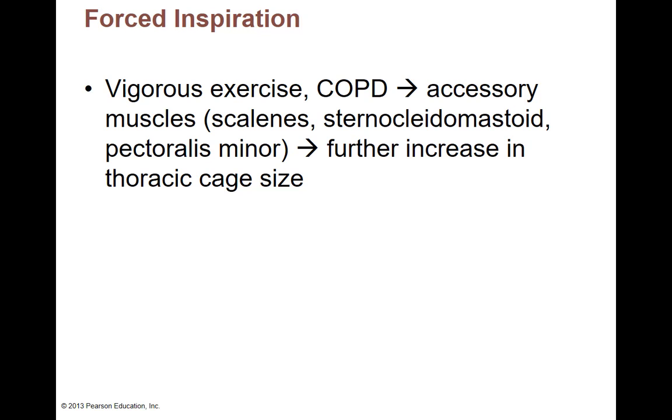Now, there are some other things that help increase the volume. One, if you're doing vigorous exercise or if someone suffers from COPD, chronic obstructive pulmonary disorder, we'll get into that next time, we start to use other muscles that can really help puff up that rib cage. There's scalene muscles, your sternocleidomastoid, your pectoralis minor muscles. These are all muscles that further try to increase that volume to make that pressure even lower, like 755. That causes more air to go in.